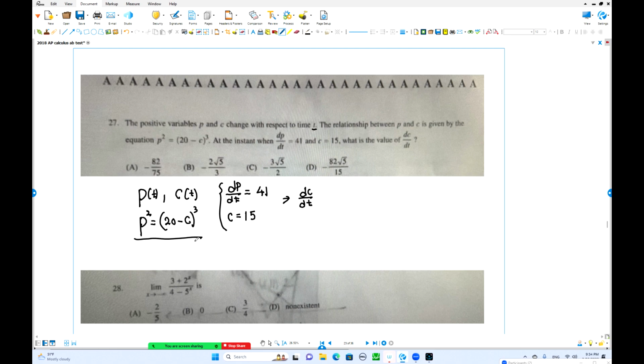Now take a derivative, right? dP/dt: the 2 is moved down, 2P, after that dP/dt. It's okay because P is a function of time. Now the next one, we're going to apply the chain rule. 3 moved down, 3 times (20 minus C cubed) to the power 3 minus 1, which is a square. After that, we multiply by the derivative of negative C cubed, which is negative dC/dt, isn't it? This is the related rate.